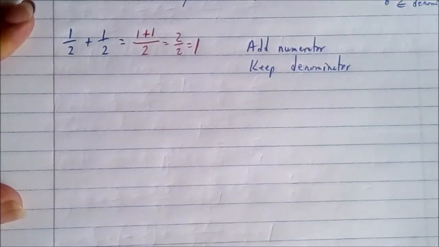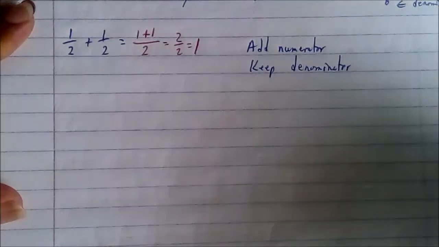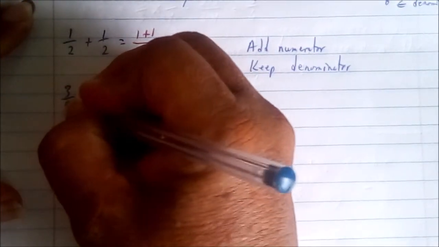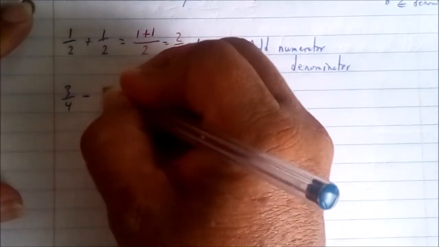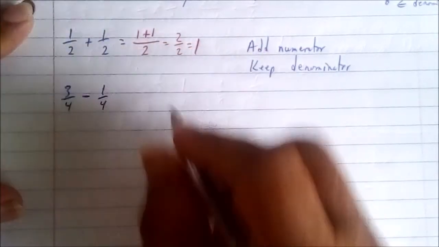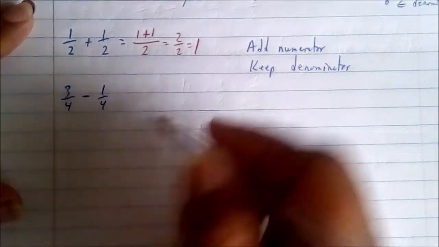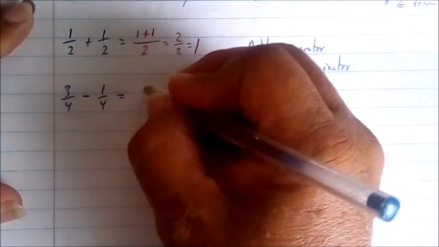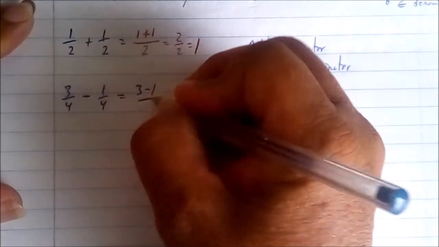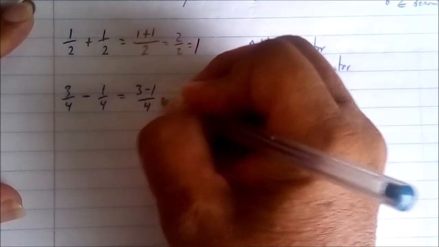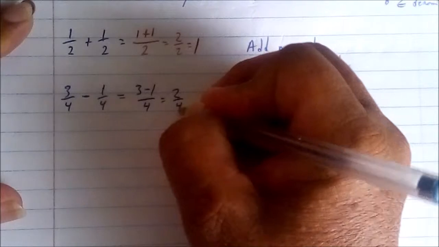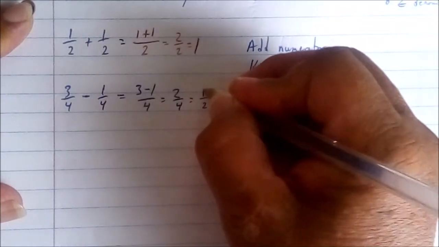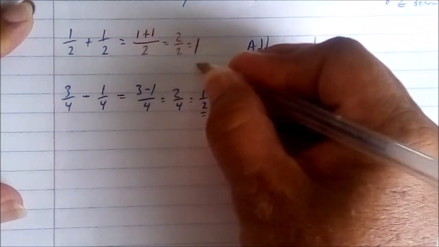So now for subtraction, this is what you're going to do. I have 3 over 4 minus 1 over 4. The way you're going to subtract this is that you're going to subtract the numerators, and you simply say 3 minus 1 and keep the denominator of 4, which is then 2 over 4, and this can be reduced to 1 over 2, and that's your final answer for that one there.